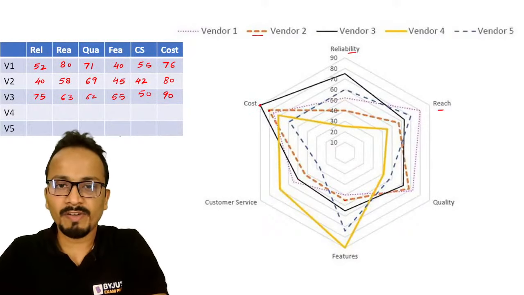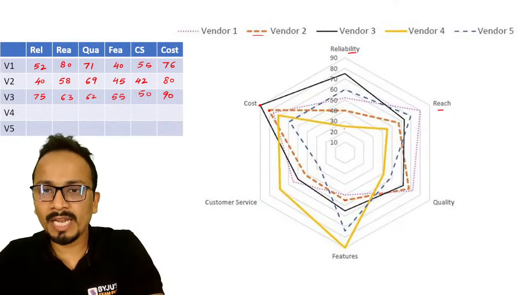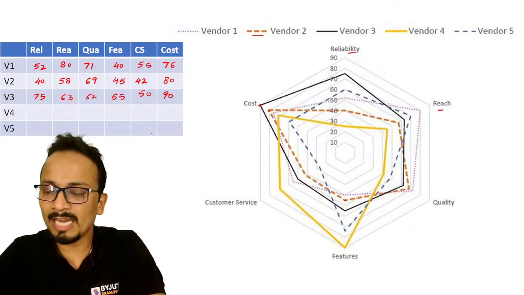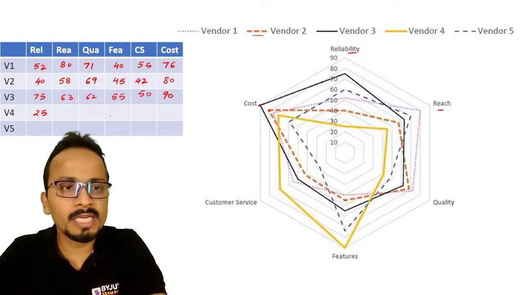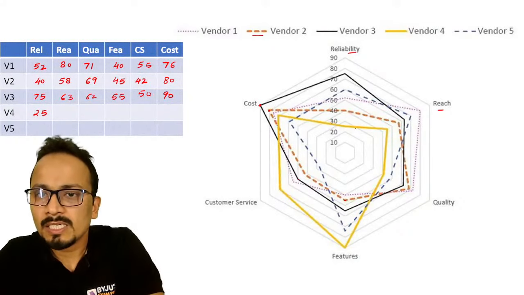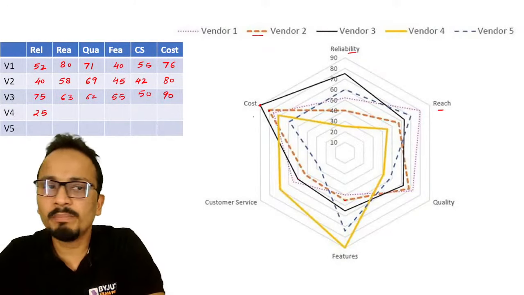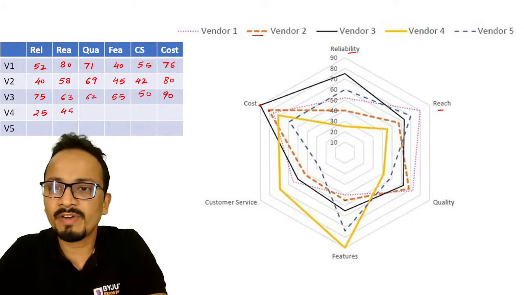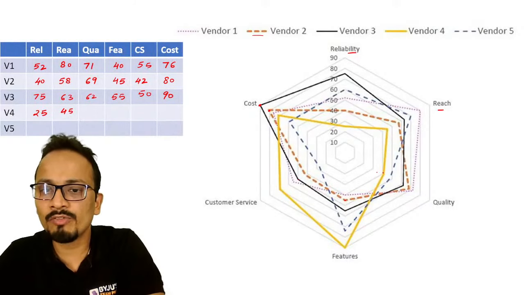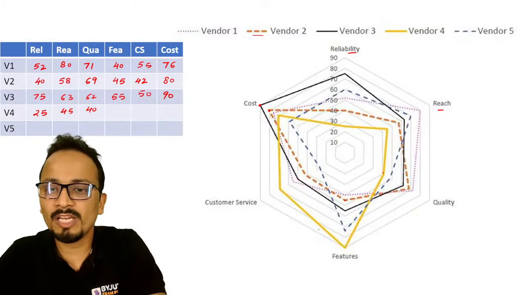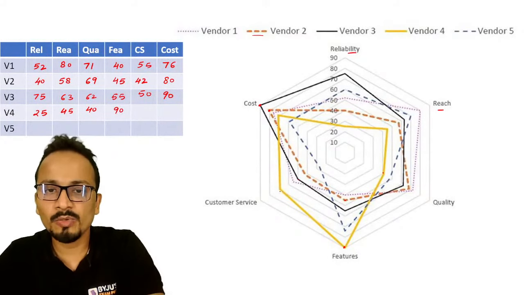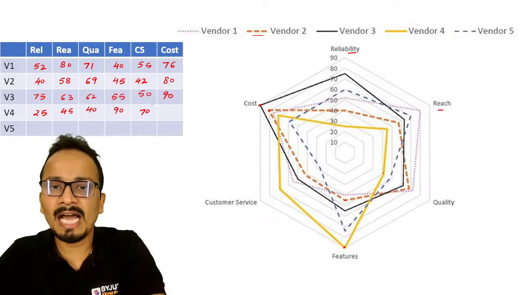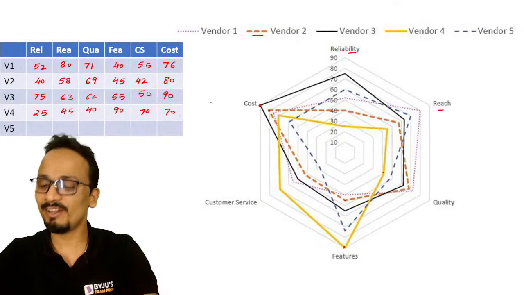Now vendor 4, yellow bold line. Between 20 and 30, I'll call it 25, or you may write 26. For the next value, it is between 40 and 50, so 45. Next value is exactly on 40. The next value is the extreme value, that is 90. Next value is 70, and the last value is again 70. So easy to pick for vendor 4.